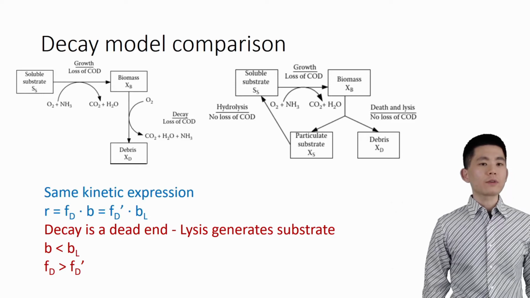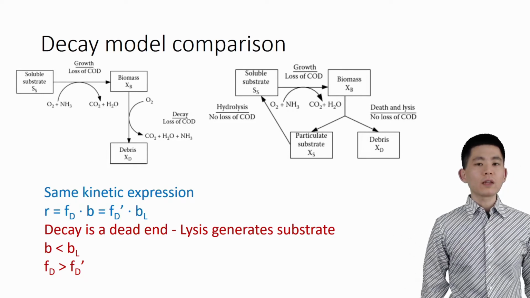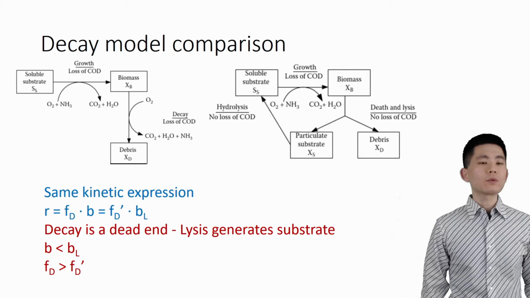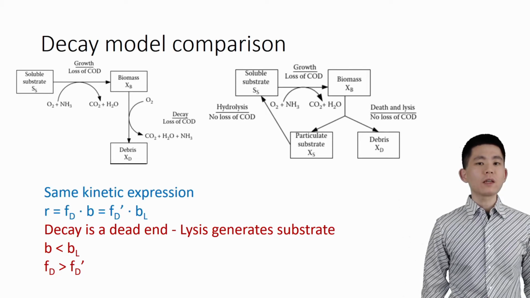The stoichiometry and kinetic expression for the lysis growth model appear to be similar to the traditional decay model. But the particulate substrate produced will be hydrolyzed to become substrate, which will be utilized for energy generation and cell synthesis in the growth model. Therefore, BL is larger than B, and FD prime is lower than FD.